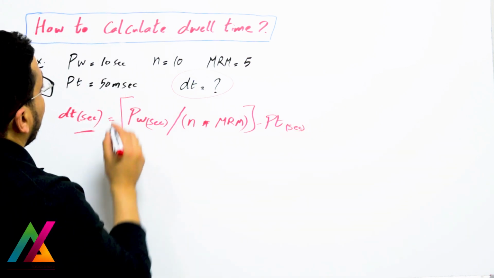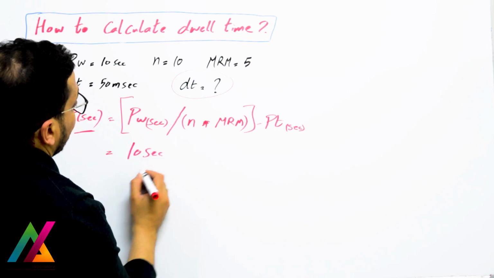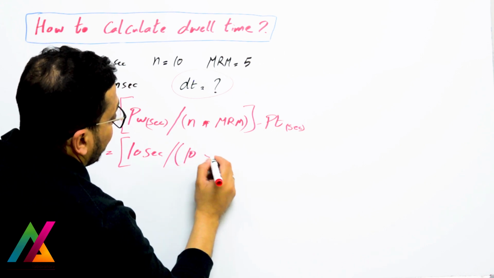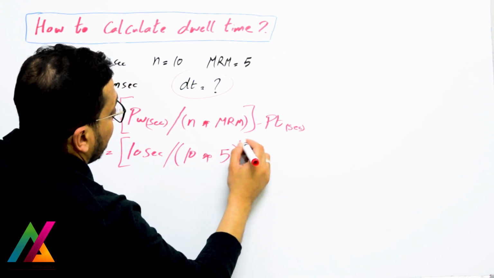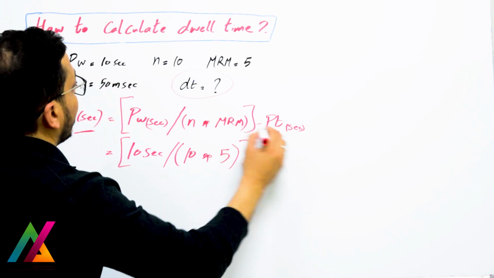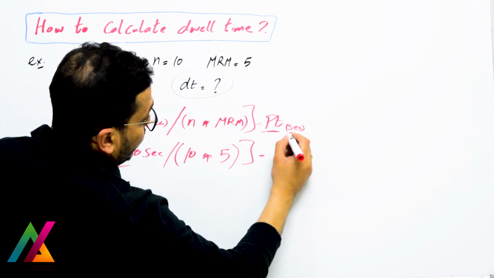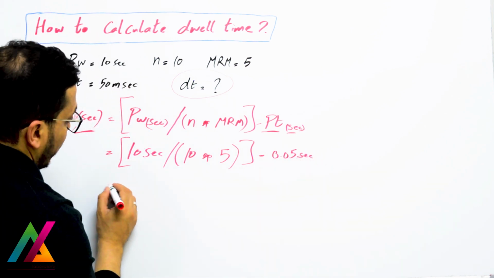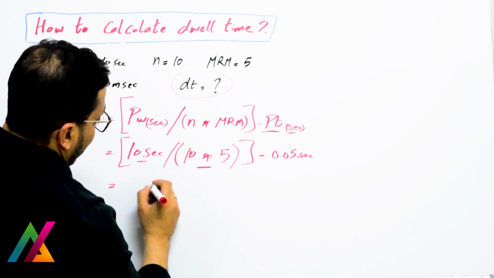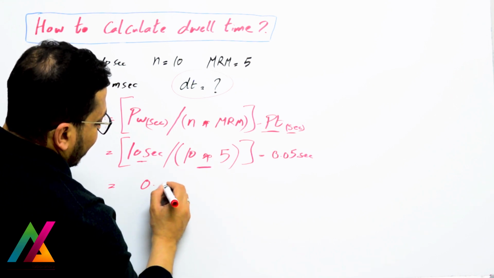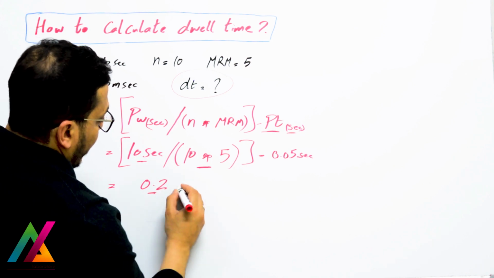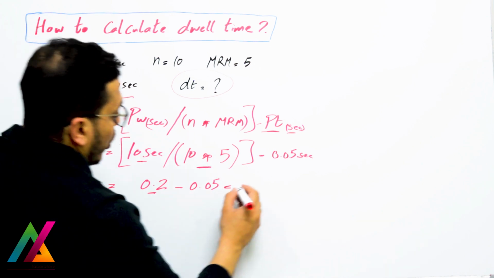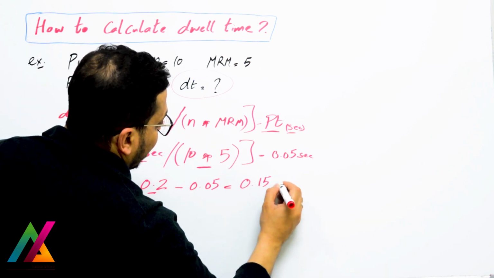Dwell time equals peak width 10 seconds divided by the number of points, 10, multiplied by 5, minus pause time 50 milliseconds, which should be in seconds, so it will be 0.05 second. It will be equal to 10 divided by 50, which is 0.2, minus 0.05 second, which equals 0.15 second.